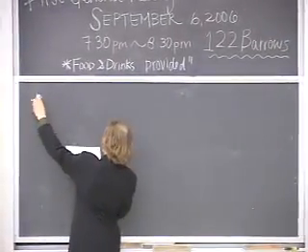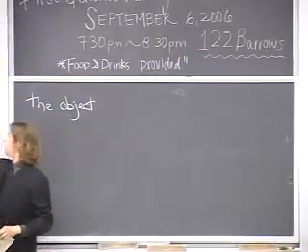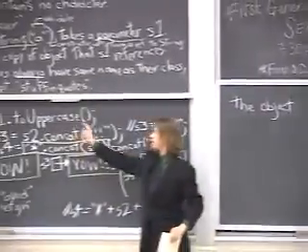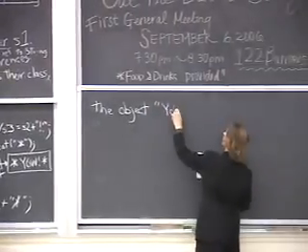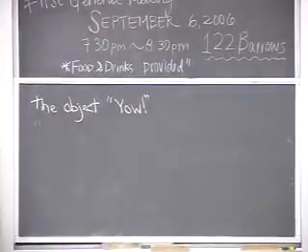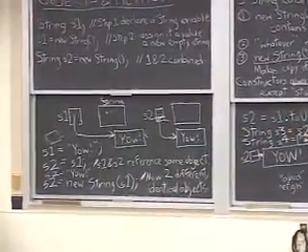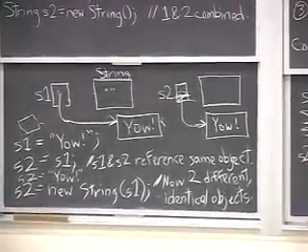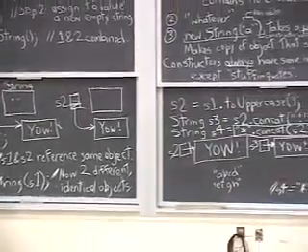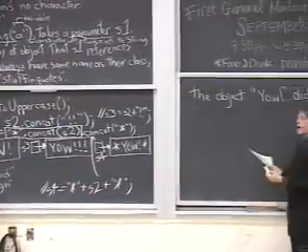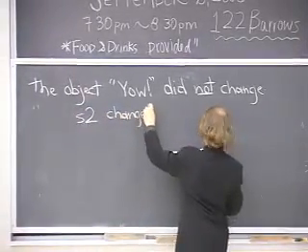All right, so I want to point out again that the original object. When I executed this line, S2 equals S1.toUpperCase, the original object that S1 was pointing at, meaning this object right here, did not change. That object is still there. It's still the same object it always was. I know I've said this already once, but it's important enough that I want to make sure it's written down. So the object did not change. What happened is that the variable S2 changed.